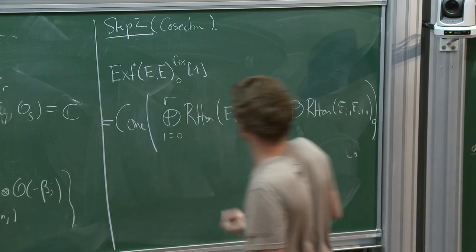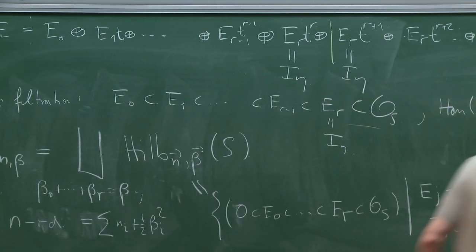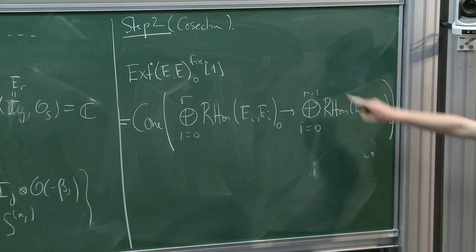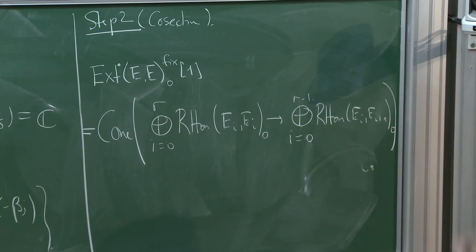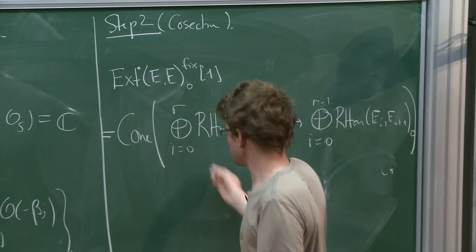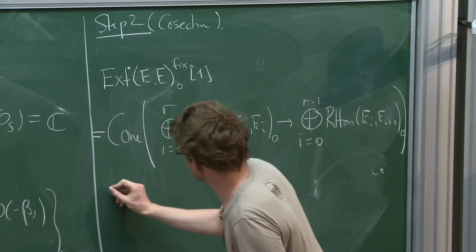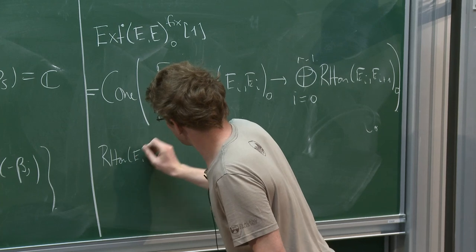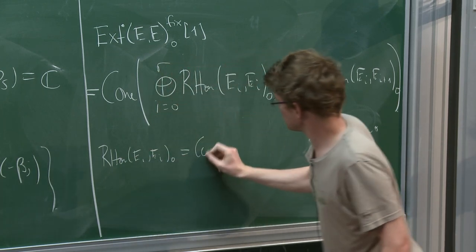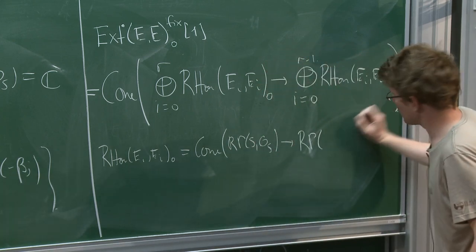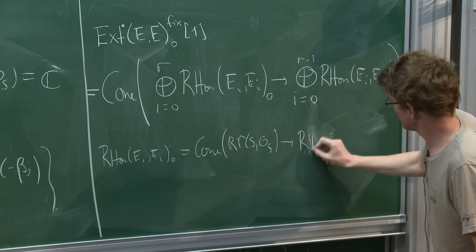So it matters here. We take the deformations of the first R's. And then here, for these ones, you go from 0 to R minus 1. If I put R here, then you get just the theory with respect to D equals 0. But here we put R minus 1 because we did this cut. And so here, this R Hom(E_i, E_i)_0 is the cone over R Gamma(S, O_S), R Hom.